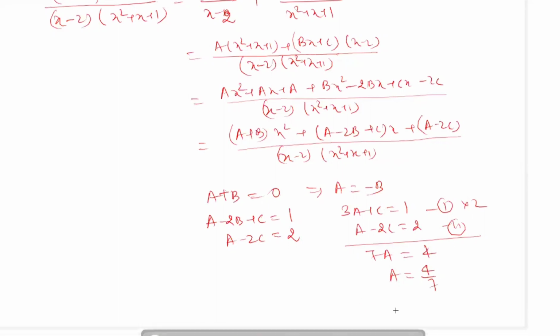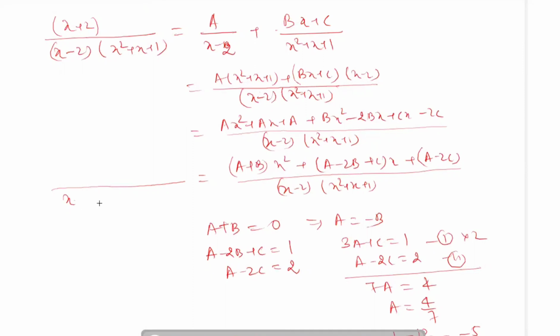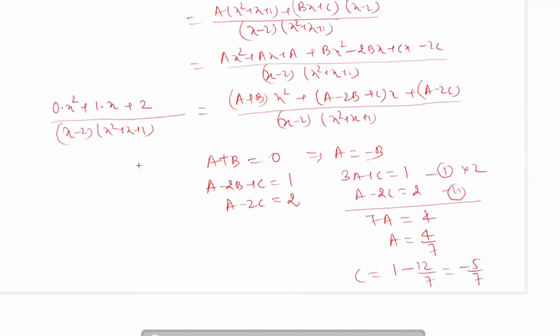Then C will be 1 minus 3A, right? So (x minus 2) into (x square plus x plus 1). And then this is basically I'm saying that 0 into x square plus 1 into x plus 2 is what I'm seeing here. So I'm comparing the coefficients. X square's coefficient is A plus B. Here x square coefficient is 0. Here x's coefficient is A minus 2B plus C. Here x's coefficient is 1. Here the constant term is A minus 2C, where it is 2. I got A, C, and B, all that is got. Then we can just put back and then we'll get the values here. Okay.